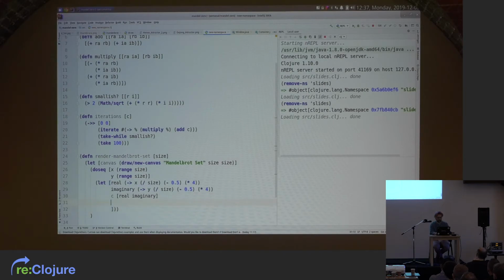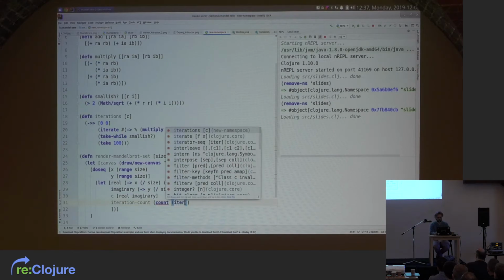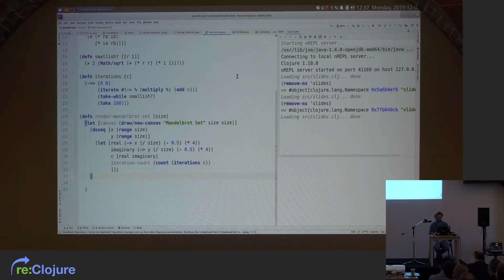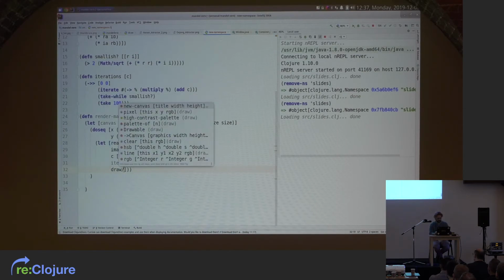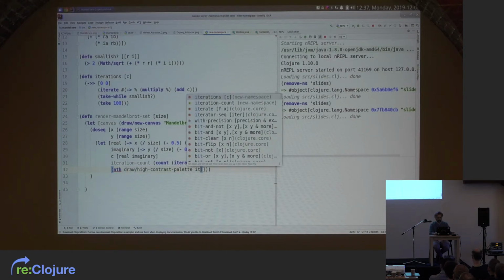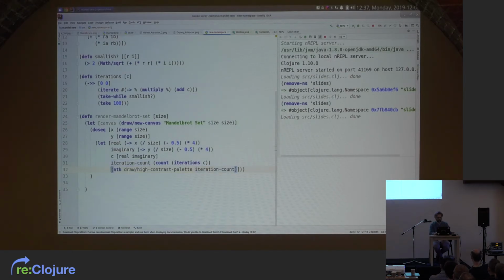So let's say, what's the iteration count? We'll count the iterations of c. That's hopefully very straightforward. And I've also got in my draw library a palette of colours, which will hopefully make things fairly straightforward. So we'll take the nth value from that palette based on the iteration count, and that will give us a colour. So now we're ready to actually draw the pixel.